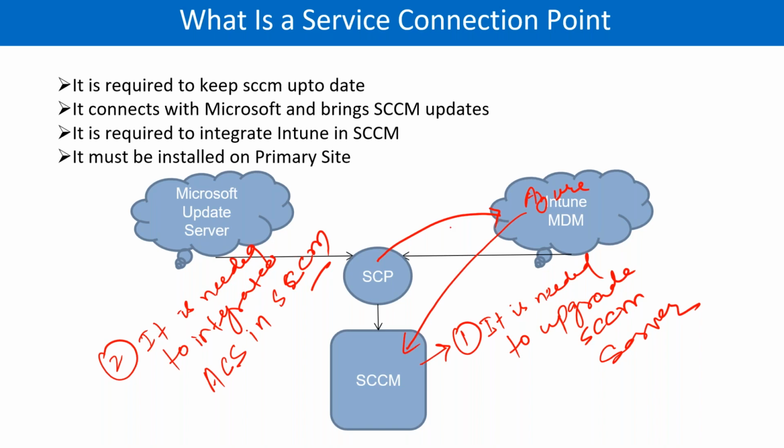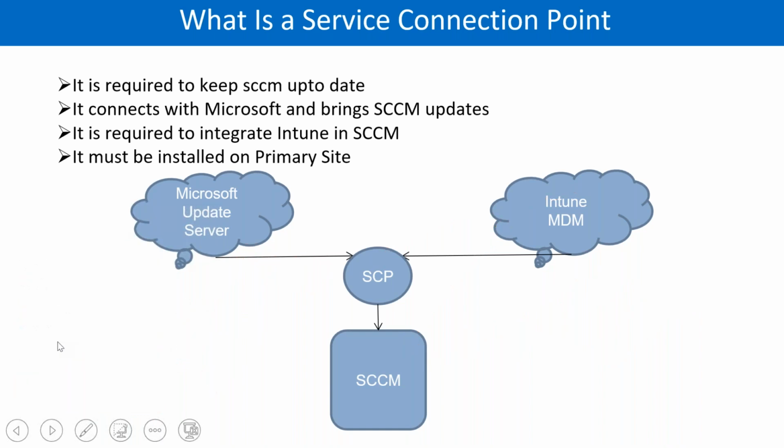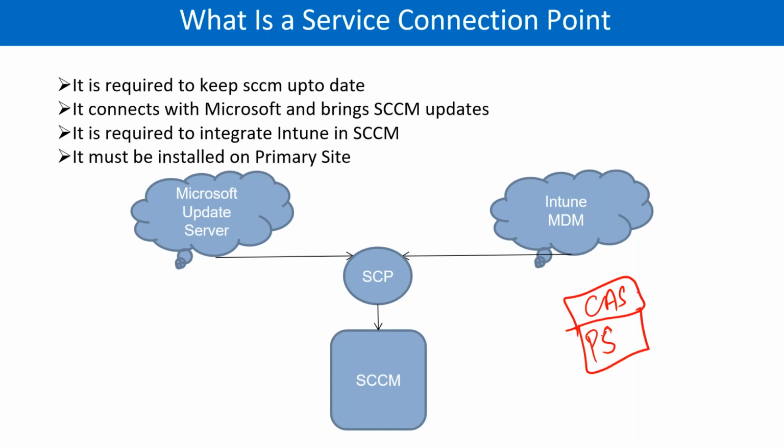You can install this on the CAS server. Service connection point can be installed on the central administration site and primary site. Okay. On two servers, you can install the service connection point, on CAS and primary. Okay.